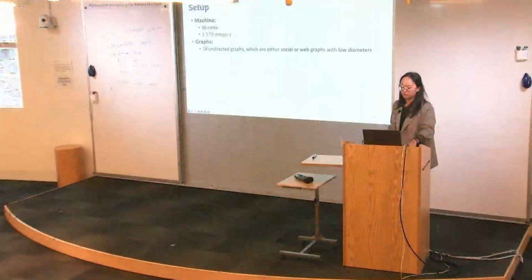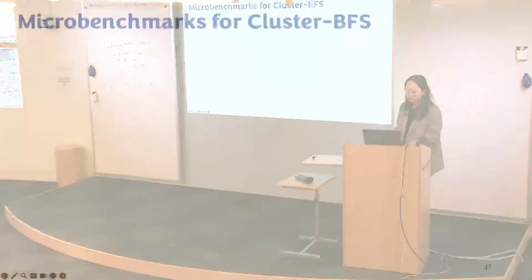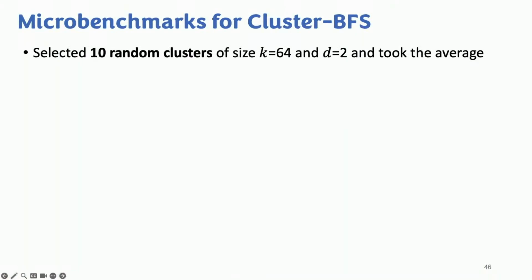Next, let's look at the experiment results. We did our experiment on a machine with 96 cores and 1.5 terabytes of memory. We tested on 18 undirected graphs, which are either social or web graphs with low diameters. First, let's look at the micro benchmark of Cluster-BFS. We select 10 random clusters of size 64 and diameter 2 on each graph and took the average results, which means on each graph, we tested the BFS from 640 sources in total.